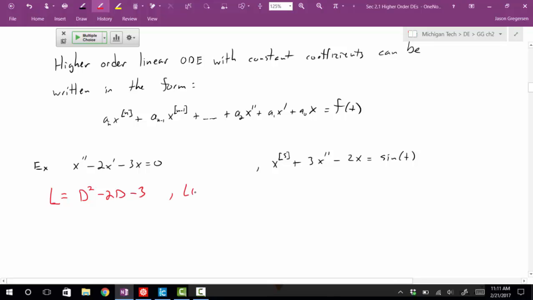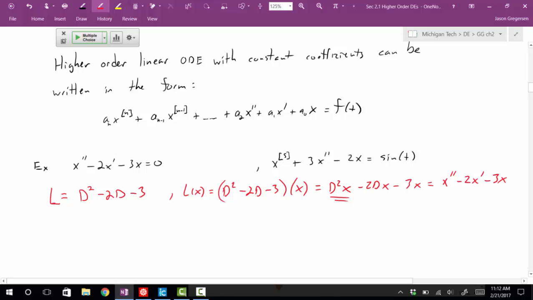I could then look at L of x. This is me applying my operator to some function x. And the result would be, here's my operator, and I'd be applying it to x. It'd basically be taking the d squared, applying it to x, minus the 2d, applying it to x, minus the 3, applying it to x. And then what is this? Well, that's just x double prime. That's just 2x prime. That's just 3x.